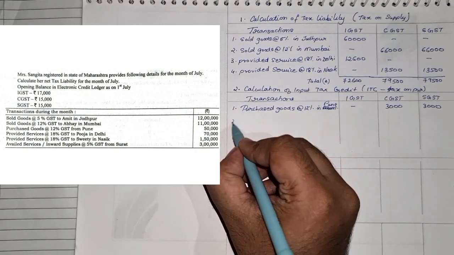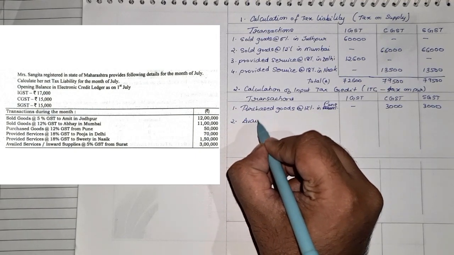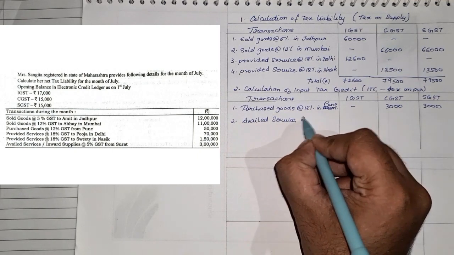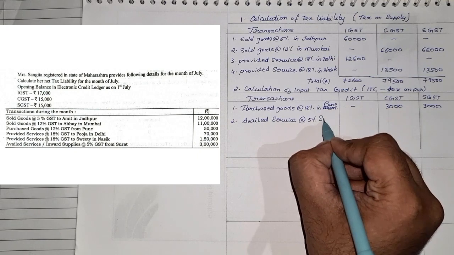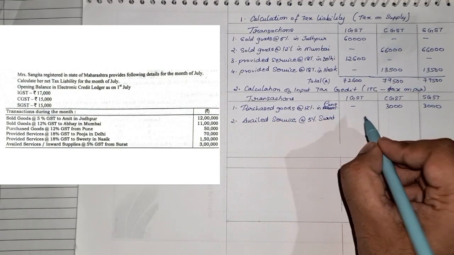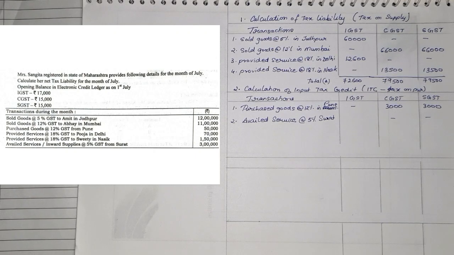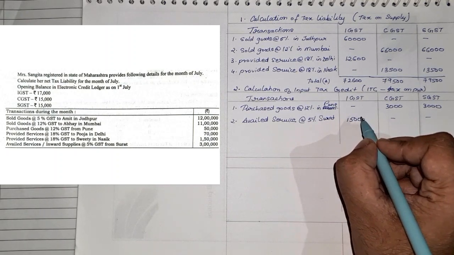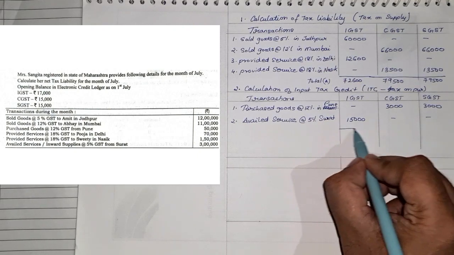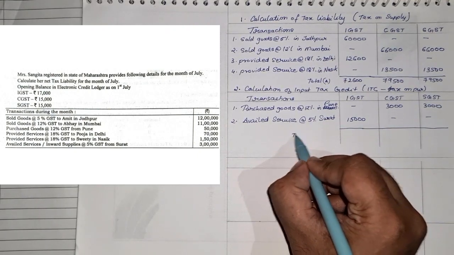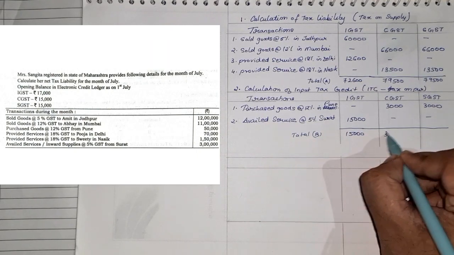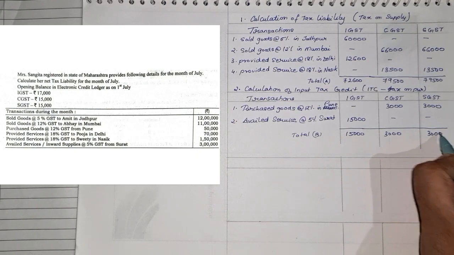Second, we have availed services, the last statement which was given there. Availed again means purchase. So availed services, that is at the rate of 5% from Surat. Now Surat and Maharashtra, two different states, so the entire amount will go in IGST. So 5% of 3 lakh is 15,000. Okay, that's it. There's nothing else. We will total it up. So that's my second total, B. So I have 15,000, 3,000, and another 3,000.